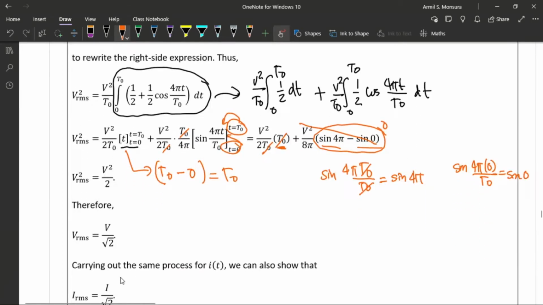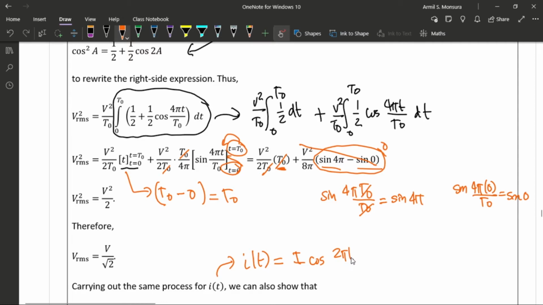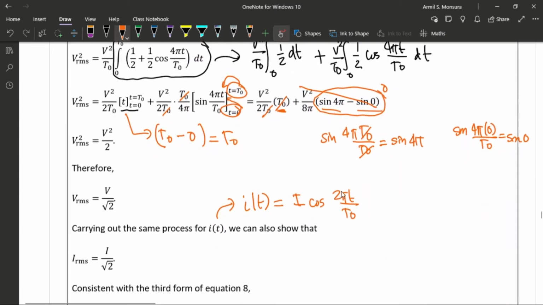Ngayon, the last step in getting the RMS value is getting the square root. So if we get the square root of this, we'll have V over square root of 2. Now, if you have your I of t equals I times cosine of 2 pi t over t0, tama ba? And inulit nyo yung proseso na yan, this time for the current waveform, you would be able to get this result.